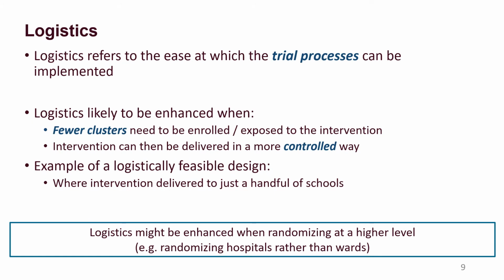So let's think first about logistics. Logistics refer to the ease with which the trial processes can be implemented. Logistics are likely to be enhanced when there are fewer clusters that need to be enrolled or exposed to the intervention, and the intervention can also probably be delivered in a more controlled way. An example of a logistically feasible design might be where an intervention is delivered just to a handful of schools. So it turns out that logistics are often enhanced when we're randomizing at a higher level, for example, if we're randomizing hospitals rather than wards.